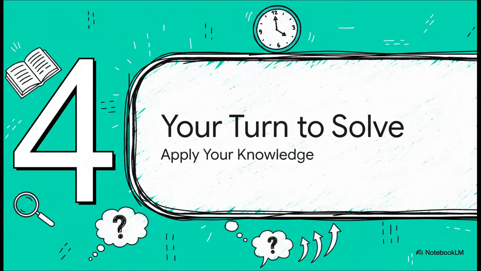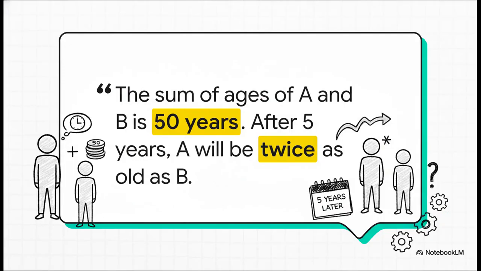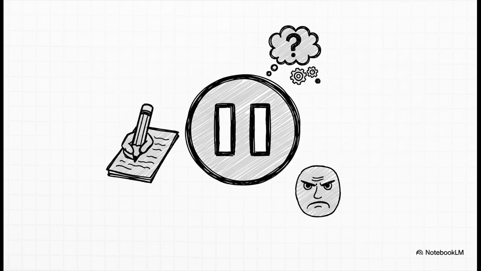Okay, now that you've seen the method and you've got the shortcuts, it's time to put all that knowledge to the test. Let's try another one. All right, here's the next puzzle. The sum of A and B's ages is 50. In 5 years, A will be twice as old as B. Your mission, should you choose to accept it, is to find their present ages. Go ahead and pause right here to work through it yourself. When you think you have the answer, hit play and we'll solve it together.